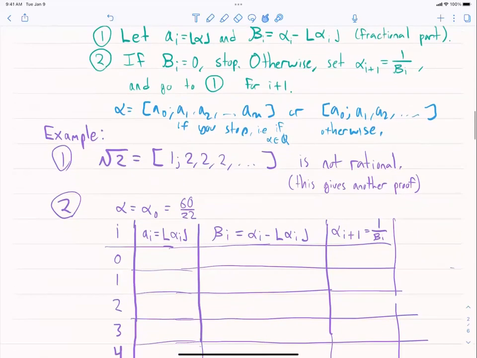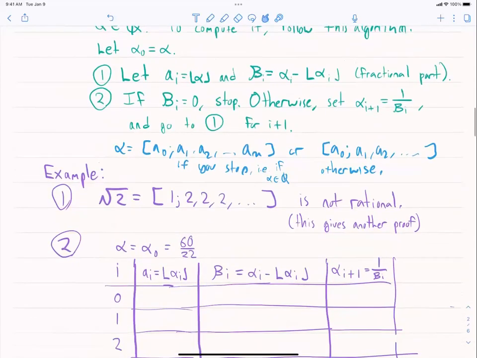Okay, so let's run this algorithm for 60 over 22, our favorite example. That's alpha. So the first step of the algorithm says that alpha naught equals alpha, so alpha naught is 60 over 22. Okay, and then the next thing is to set a0. We start at i equals 0, and we set a0 to be the floor of alpha_0. The floor of 60 over 22, well, that's just 2.